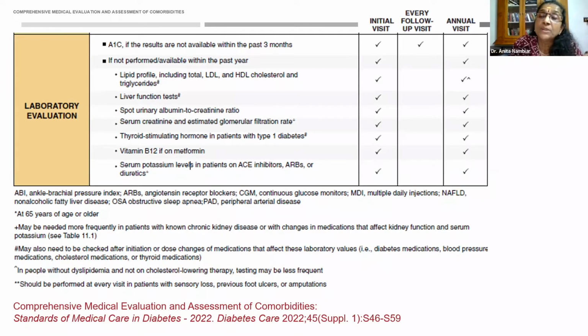We have to check blood urea and creatinine, and spot urinary albumin to creatinine ratio to see macroalbuminuria, which will point to endothelial dysfunction, and thyroid stimulating hormone in type 1 as well as type 2 patients. Vitamin B12, again a question mark whether it will be done or not, but in patients on long-term metformin, it can be estimated. Serum potassium levels in patients who are on ACE inhibitors, ARBs, and diuretics, and not to forget ECGs and, if required, echo as well.